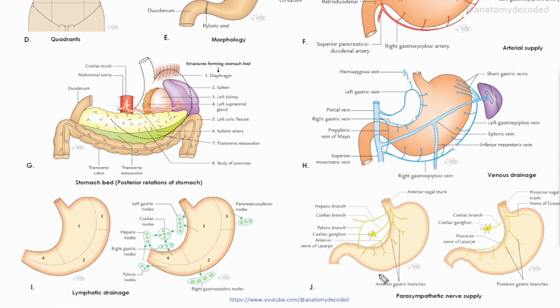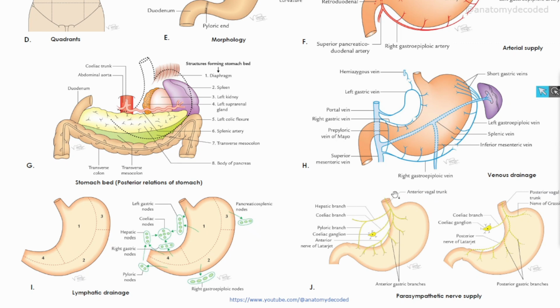Then this image shows the anterior vagal trunk and the posterior vagal trunk. These were for the nerve supply of the stomach. There are multiple branches. In olden days a surgery called vagotomy was performed, in which these vagus nerves used to be cut to relieve peptic ulcer. But nowadays medicines work well, so vagotomy is not performed.